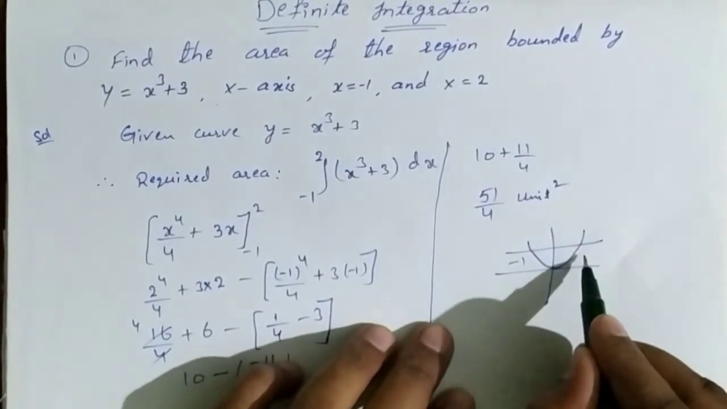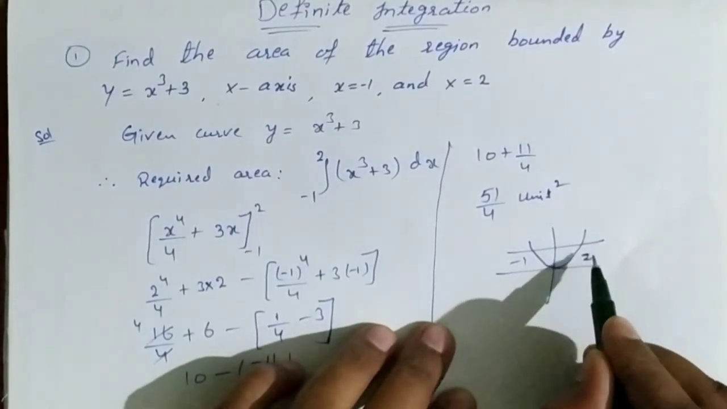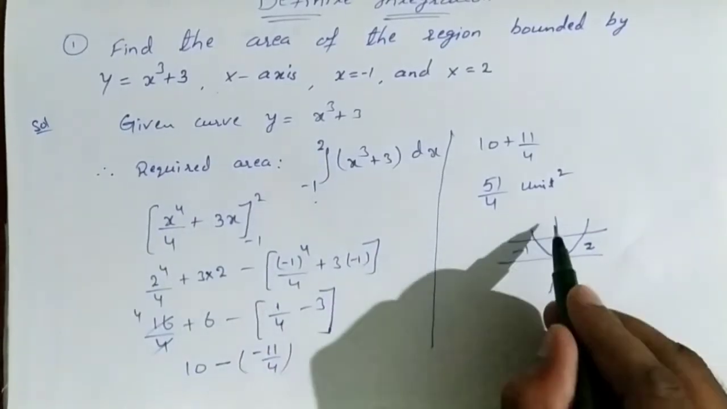And we can take this curve as here minus 1, here 2. This function is from minus 1 to 2, so we can take it like here.